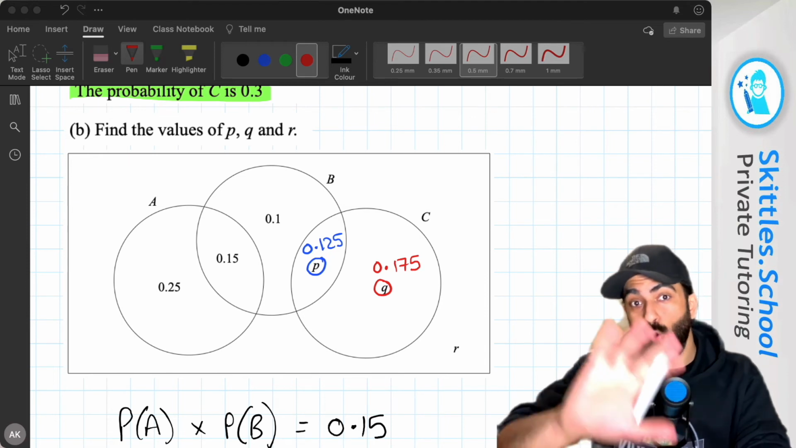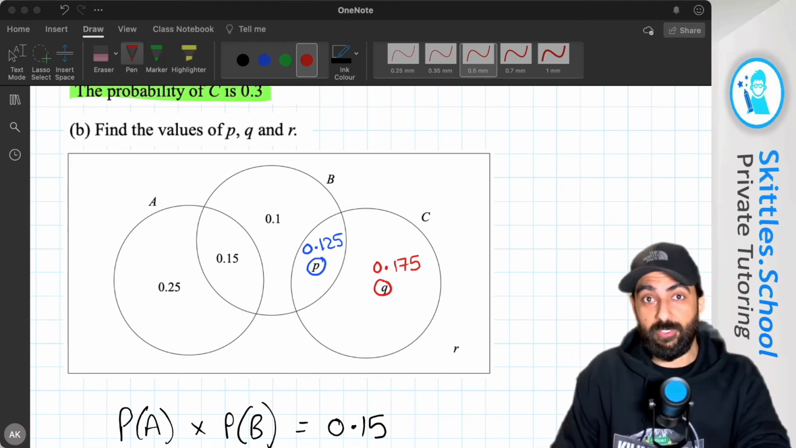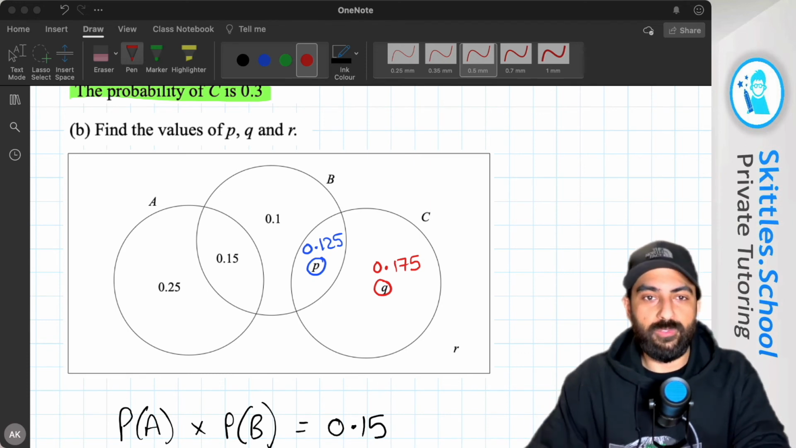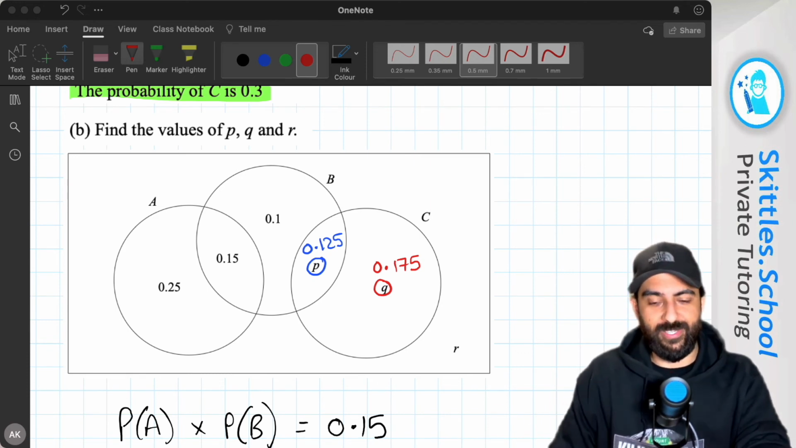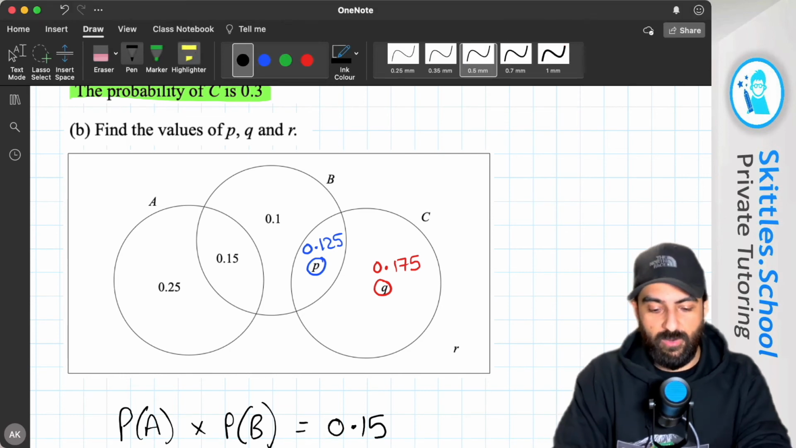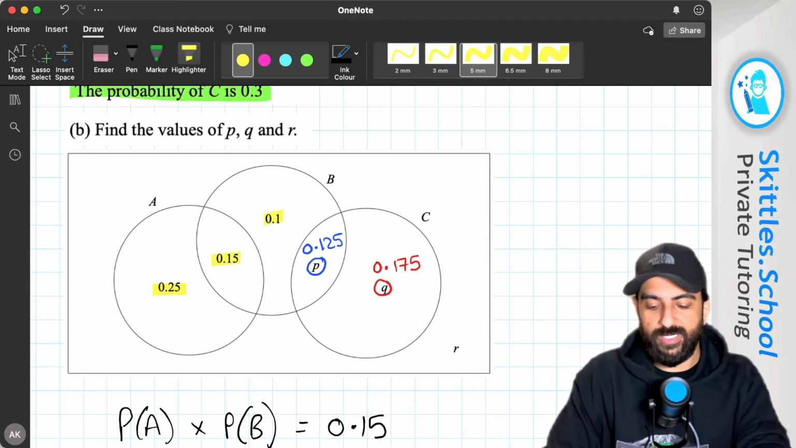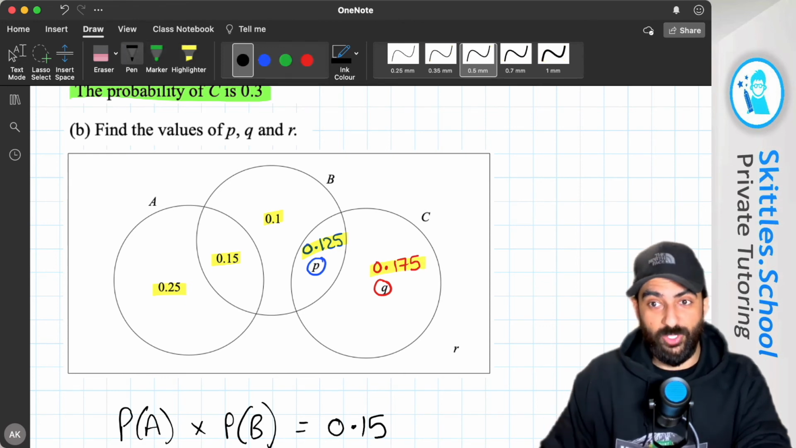So R is the whole, subtract the probability of everything inside the circles. The whole is 1, and we subtract all the numbers on the Venn diagram. The numbers on the Venn diagram are 0.25, 0.15, 0.1, 0.125, and 0.175. So we're going to subtract those from 1.